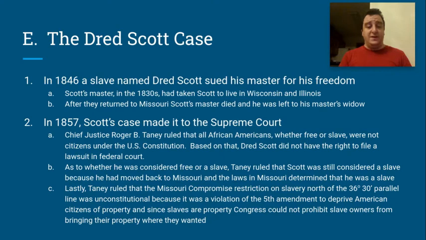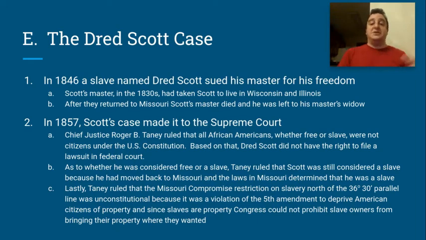The second part of this, as to whether he was considered free or a slave, Taney rules that Scott was still considered a slave because he had moved back to Missouri, and the laws in Missouri determined that he was a slave. And the last thing Taney says is he rules the Missouri Compromise restriction on slavery north of the 36°30′ line unconstitutional because it was a violation of the Fifth Amendment to deprive American citizens of property.